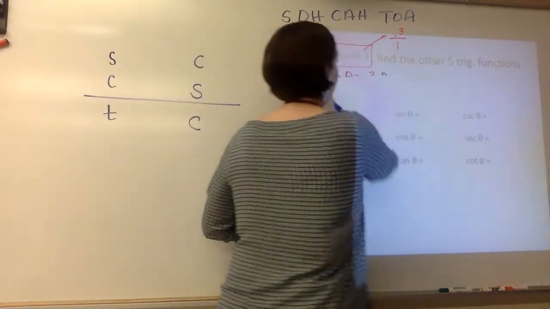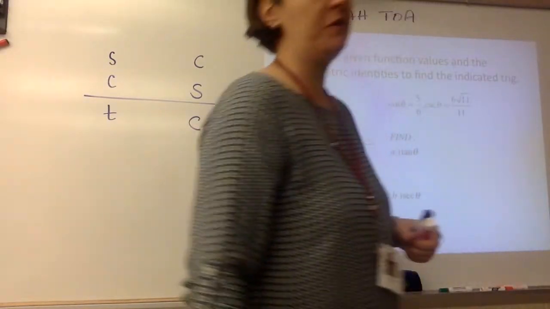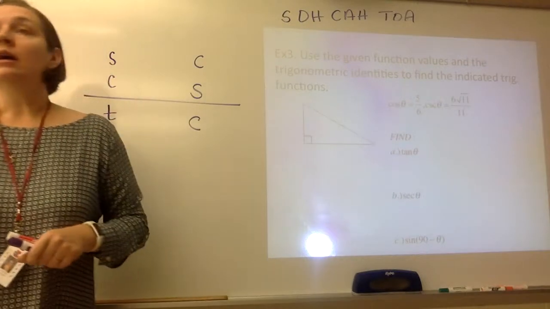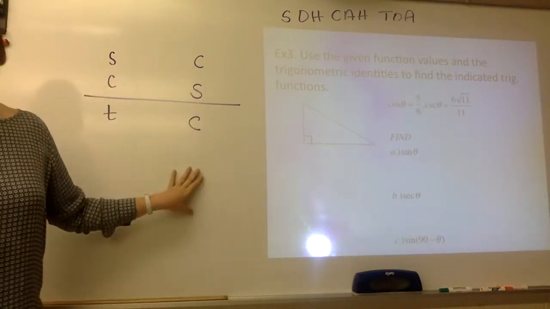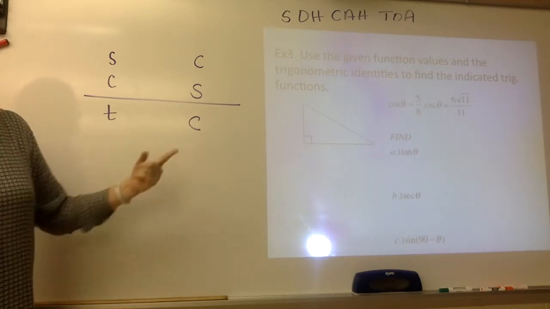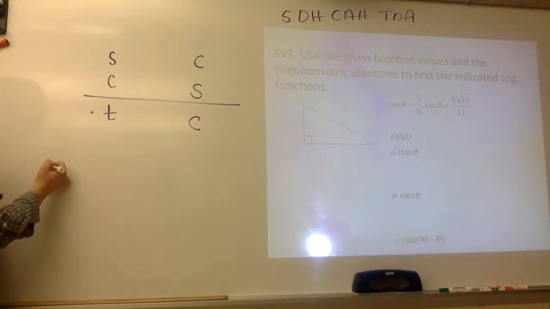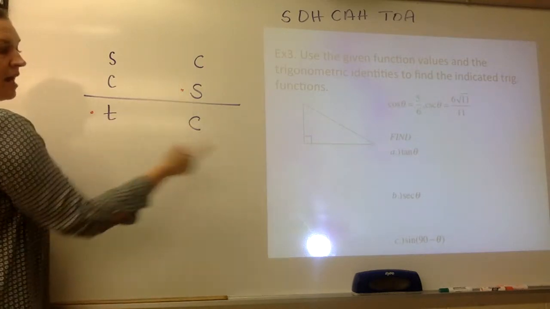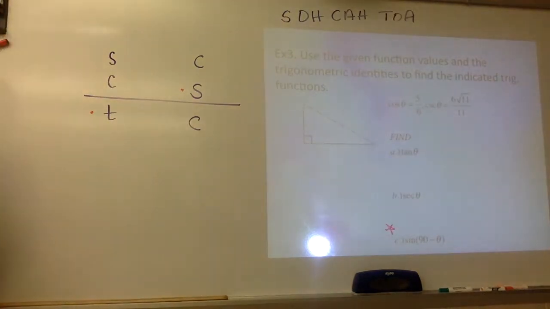Okay, example 3. As I promised, we're going quickly because it should be mostly a review. In example 3, notice I'm not asking you to find all 6 parts in the list. I'm asking you to find 3 parts. I'm asking you to find tangent in this case. I'm asking you to find secant. And then this one we're going to talk about because it looks tricky, but it's really not that bad.